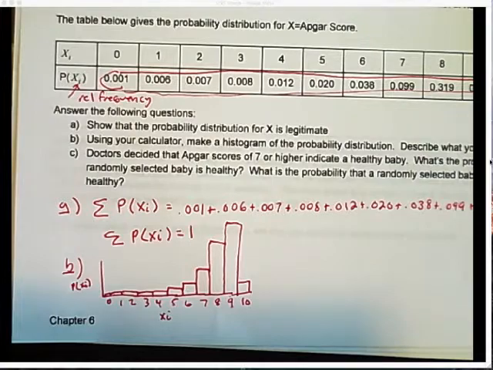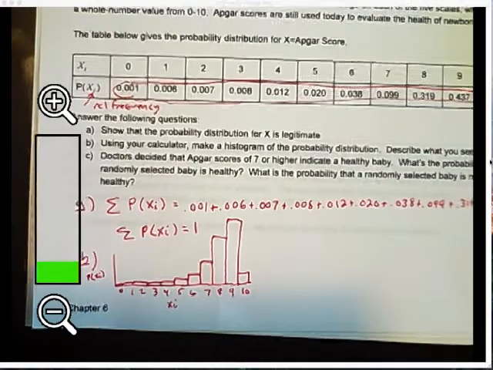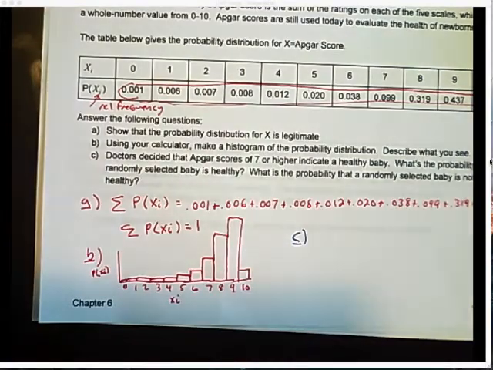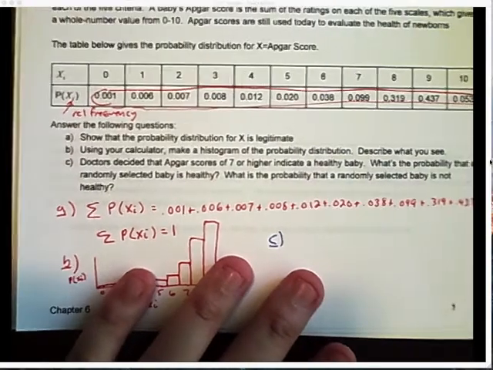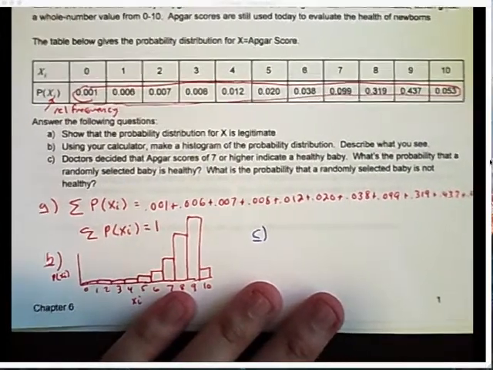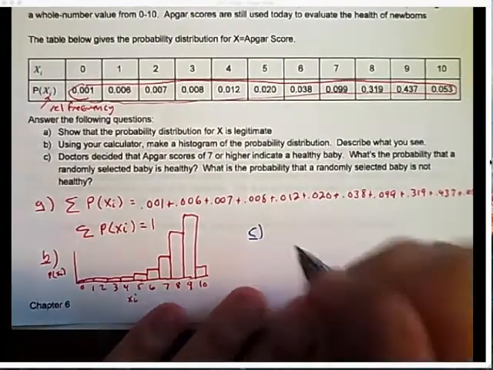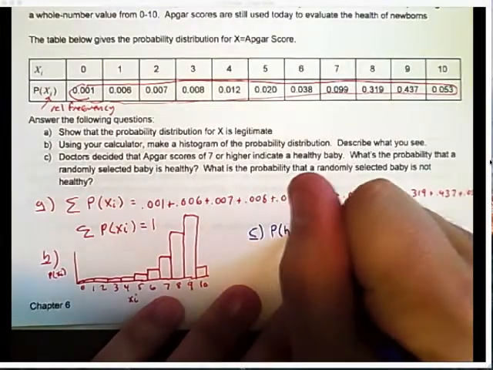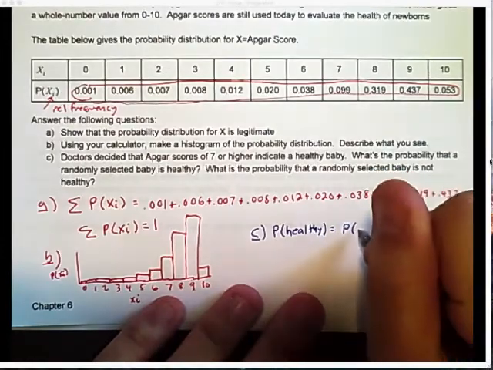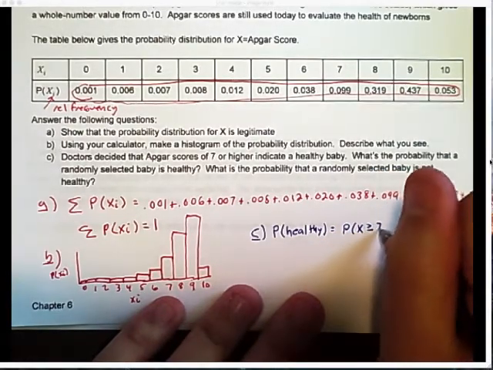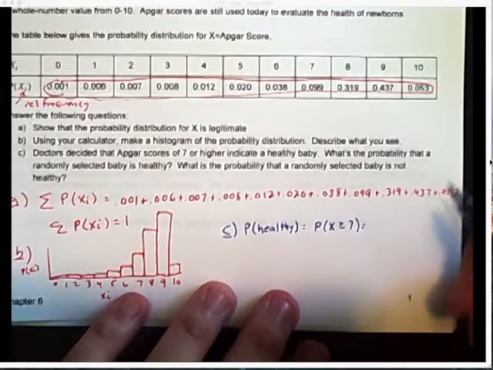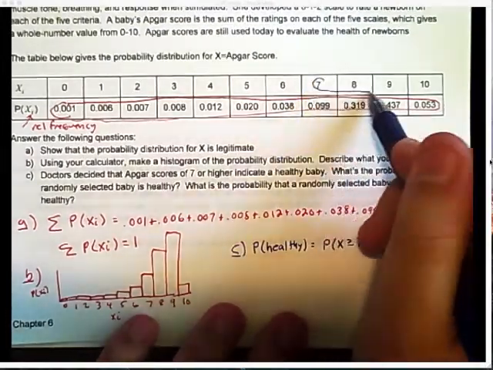So let's read part C. It says, doctors decided that APGAR scores of 7 or higher indicate a healthy baby. What's the probability that a randomly selected baby is healthy? So what they're saying is the probability of a healthy baby means that the APGAR score needs to be 7 or bigger. That means x has to be greater than or equal to 7. All right, so we're going to focus in on APGARs that are 7 or higher.